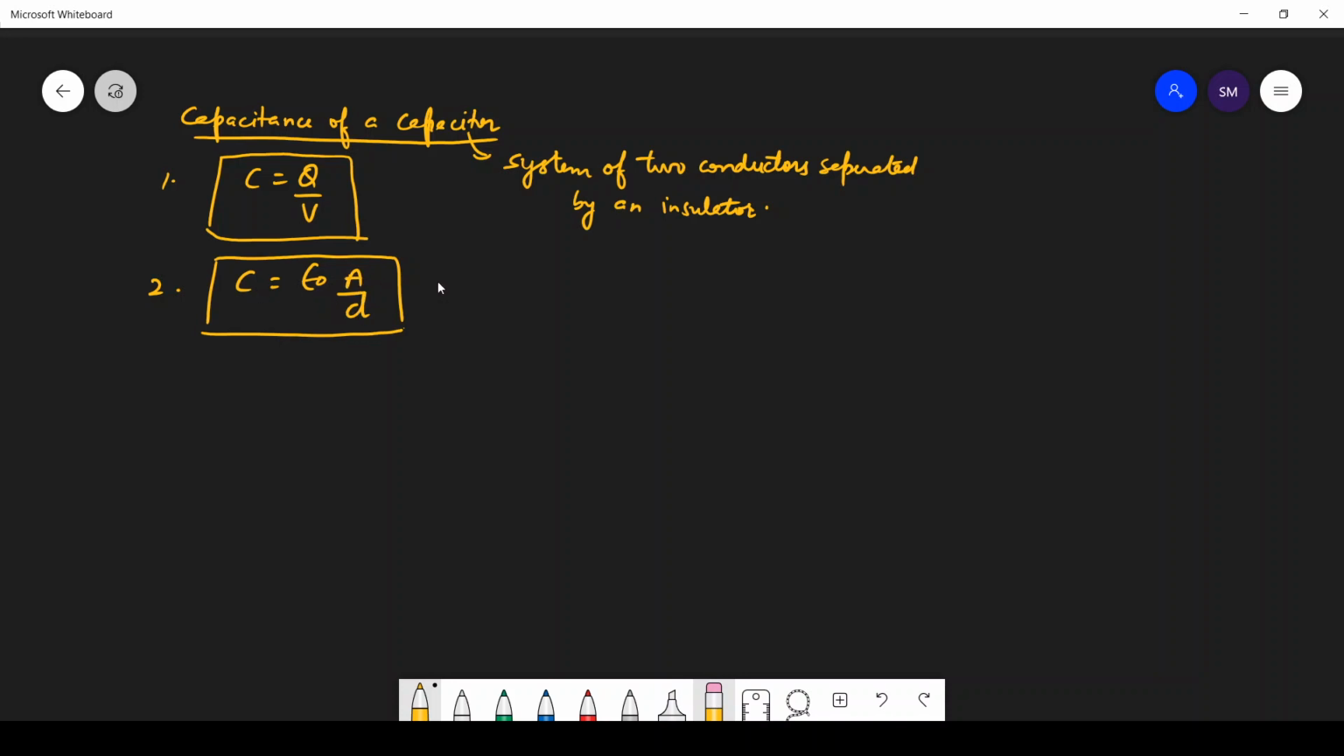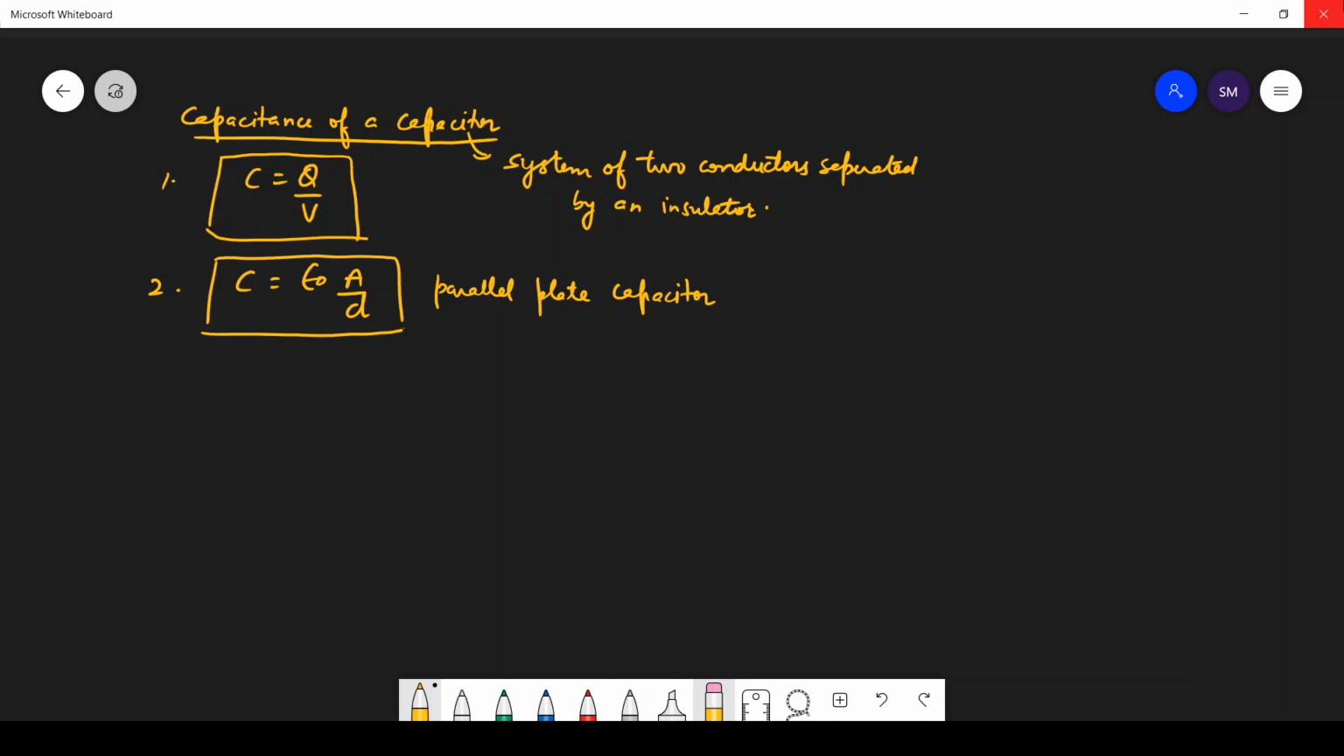So this is for a parallel plate capacitor. Capacitance is directly proportional to the area of the plates and inversely proportional to the distance between them. Lesser the distance, more will be the capacitance.